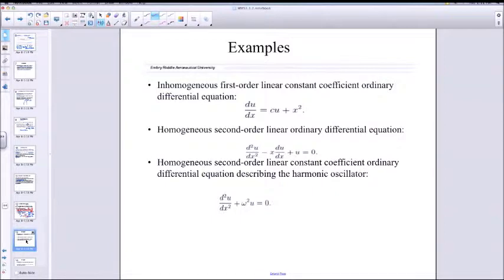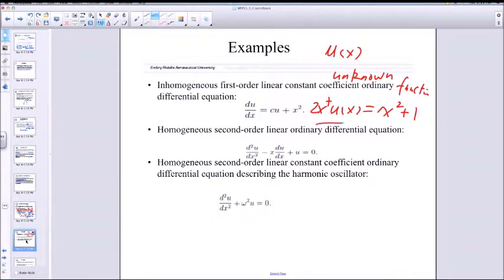In these three examples, they have in common u of x as the unknown function. And of course, they all have a derivative of this function. Then we call it a differential equation. If I give you this equation, that's not a differential equation. That's an algebraic equation because there are no derivatives.